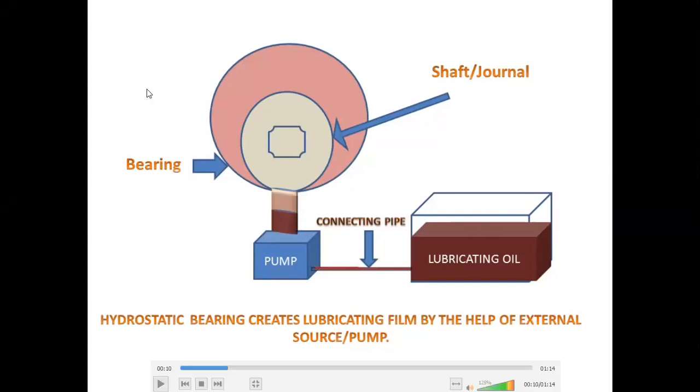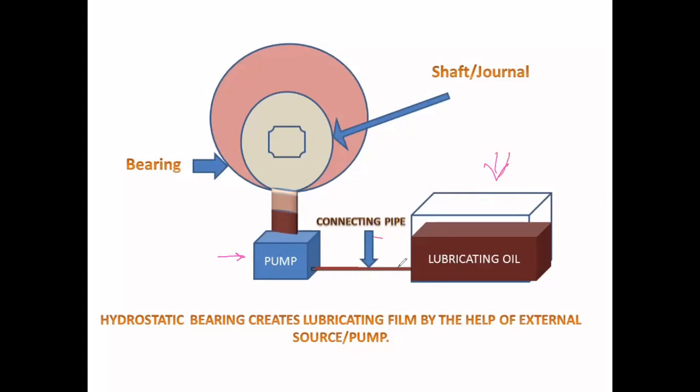What it is showing is that oil will come here, because static means we have to give external support or external force, oil via a pump or any other device. So here is the lubricating oil, given in one tank. With the help of a pump we take it and supply it to the bearing, where the shaft is present. Now see next.